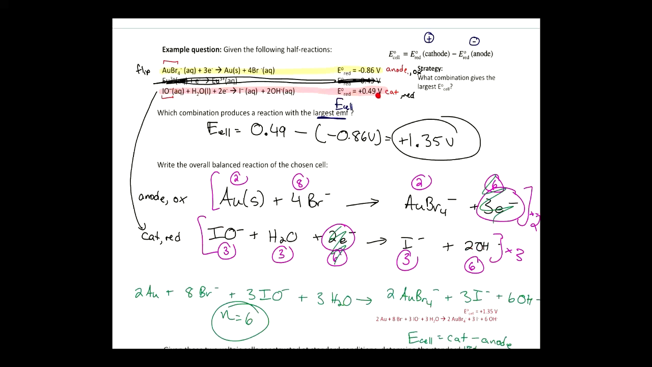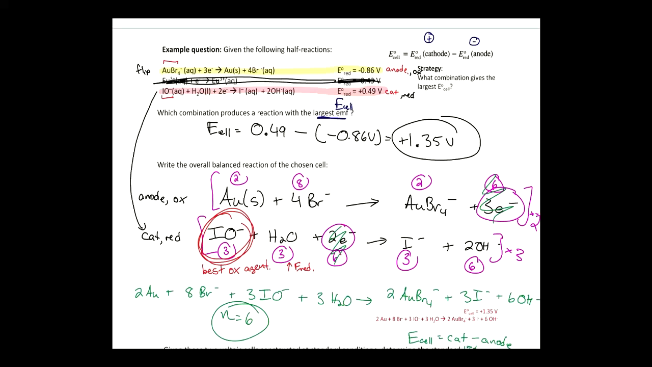We got it from the most positive reduction value. Things that are reduced are oxidizing agents. So that means that this compound, IO minus, is the best oxidizing agent in this group because it has the highest reduction potential. It's the most positive reduction potential.